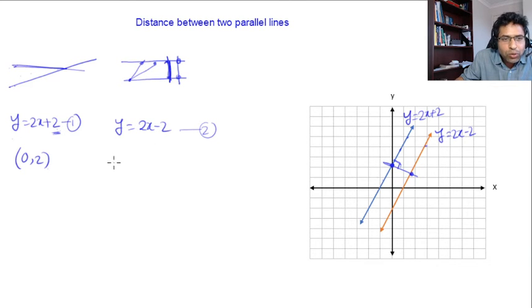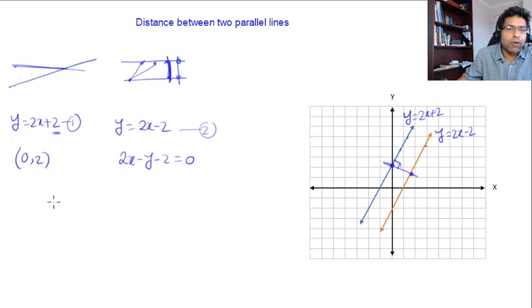So y equals 2x minus 2. We can write this equation in the general form, which is 2x minus y minus 2 equals 0. So this is the general form of the second equation. From the first equation, I am getting one point, which is the y-intercept, and from the second equation, I'm just making it into general form. And if it is in the general form already, then you don't need to do anything.